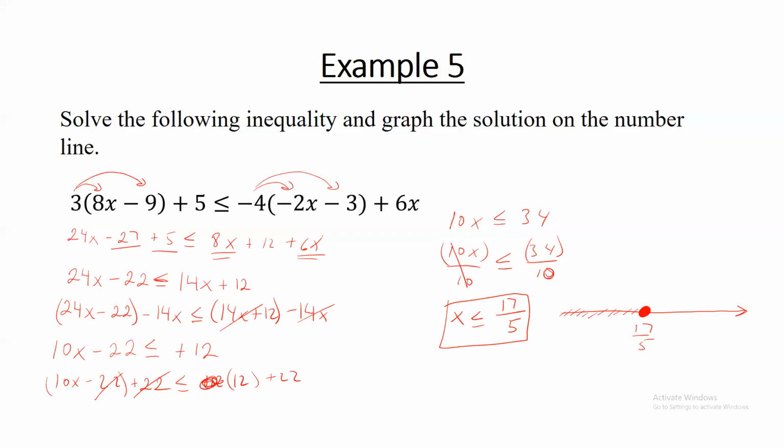So there you go. As you can see, as long as you know how to represent your solution on the number line, and you're careful to reverse the inequality sign if you happen to divide both sides of the inequality by a negative number, the rest of this is just like solving equations.